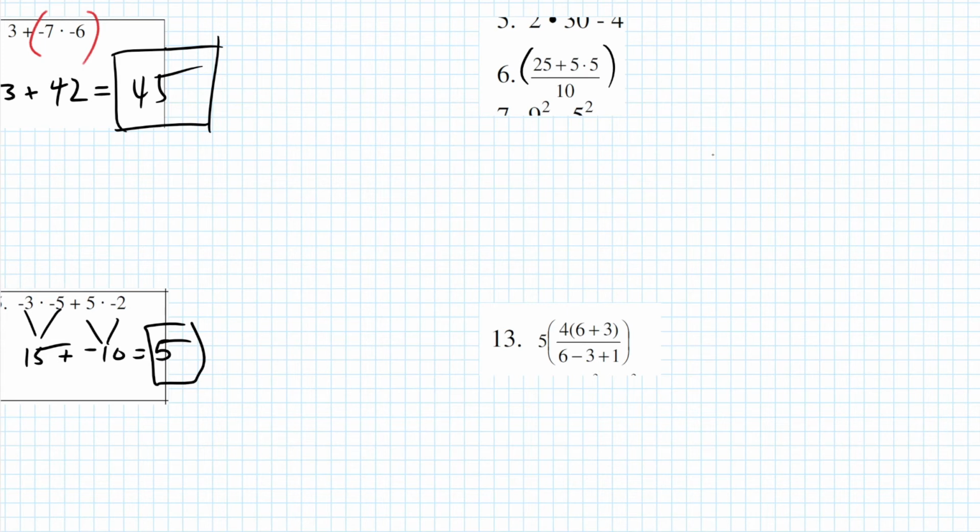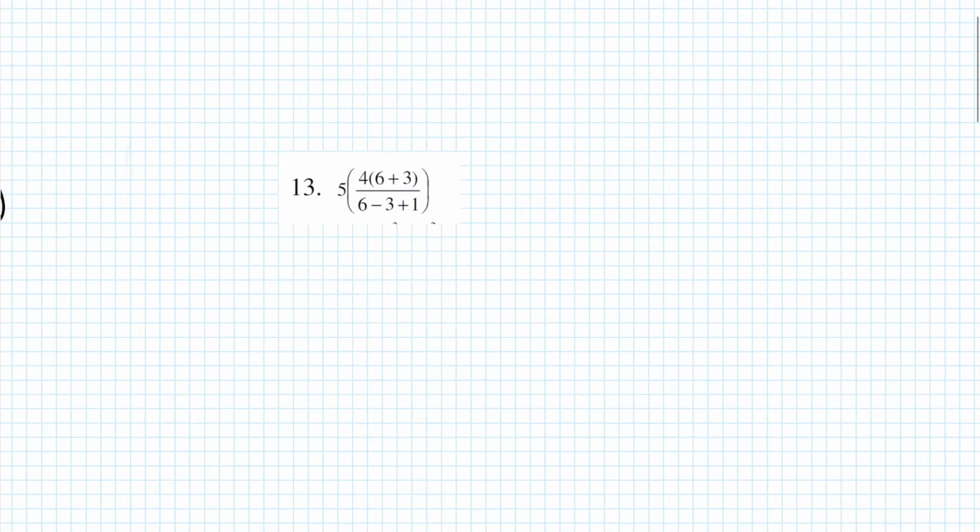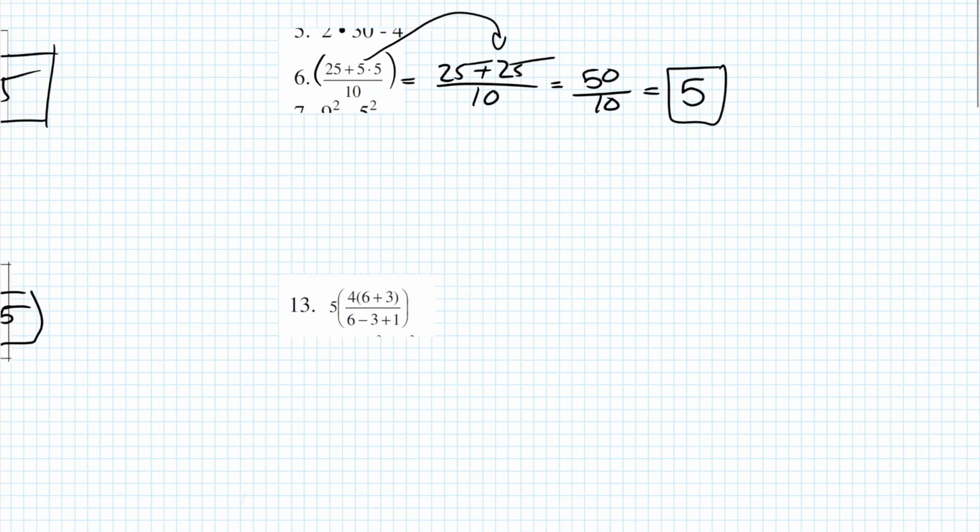All right, so in this case, I see the implied parentheses up top, so I'm going to do everything on the top of the fraction first. And I did 25 plus multiplication comes before addition, so 25 plus 25, and then divided by 10. So I'm going to do 25 plus 25, which is 50, divided by 10, which is 5.